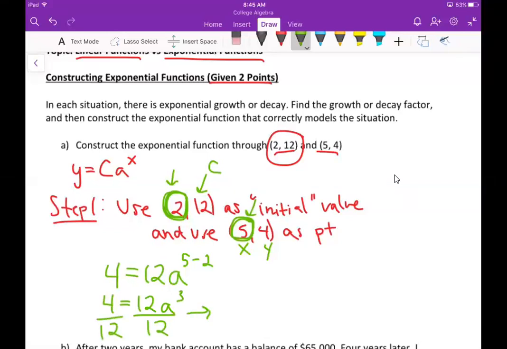Simplifying there, 4 divided by 12 will be 1/3 equals a cubed, and then just remember to undo a power, you can take the root. So we'll take the cube root, or the power of 1/3, of both sides. That will cancel the power on a, and that will tell us that a equals whatever 1/3 to the 1/3 power is.